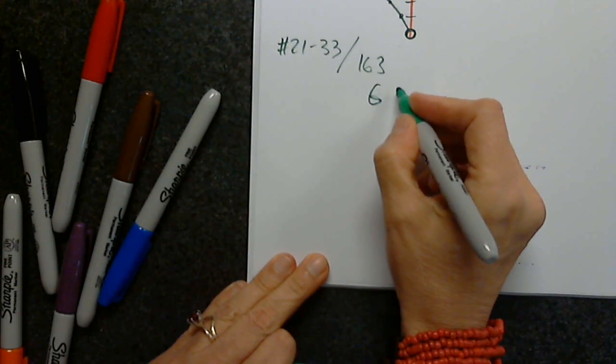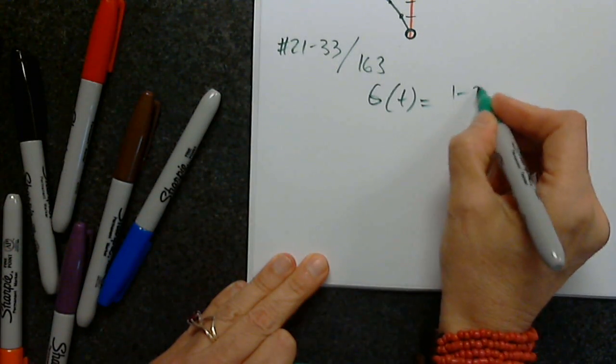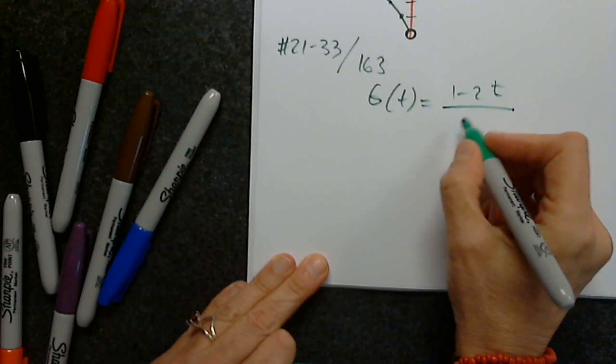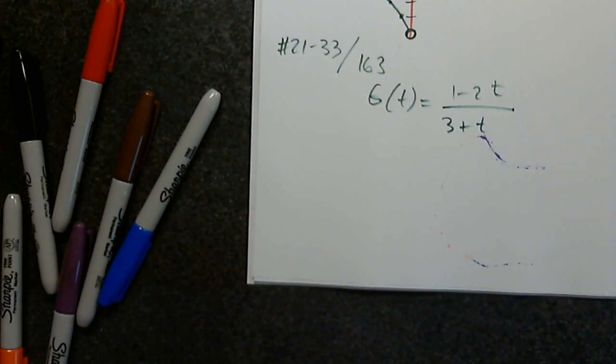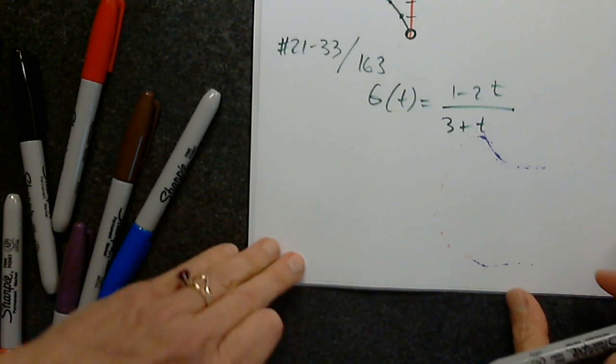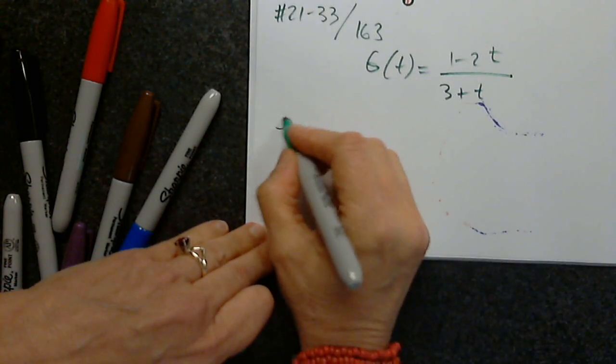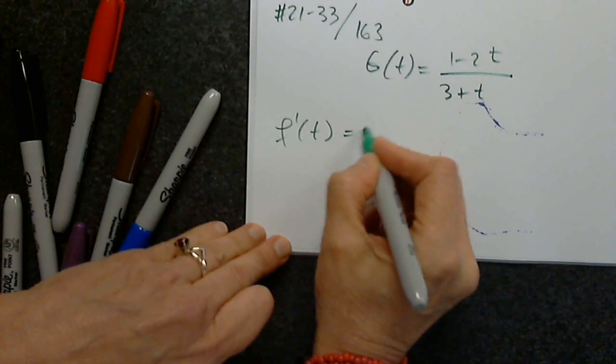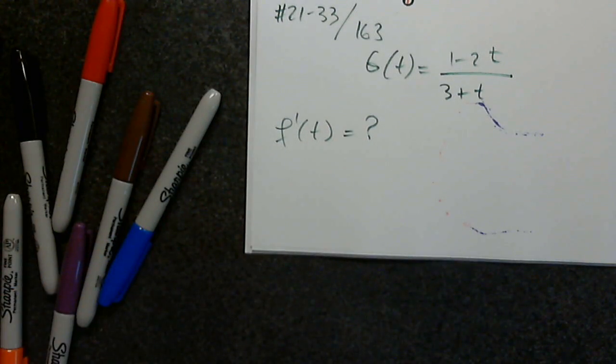So g is a function, g of t, and we have 1 minus 2t divided by 3 plus t. Thank you for asking the question, because I always want to relate what we're doing to examples, so you see what is the use of all this. So we are asked to find f prime of t. What do I have to write?